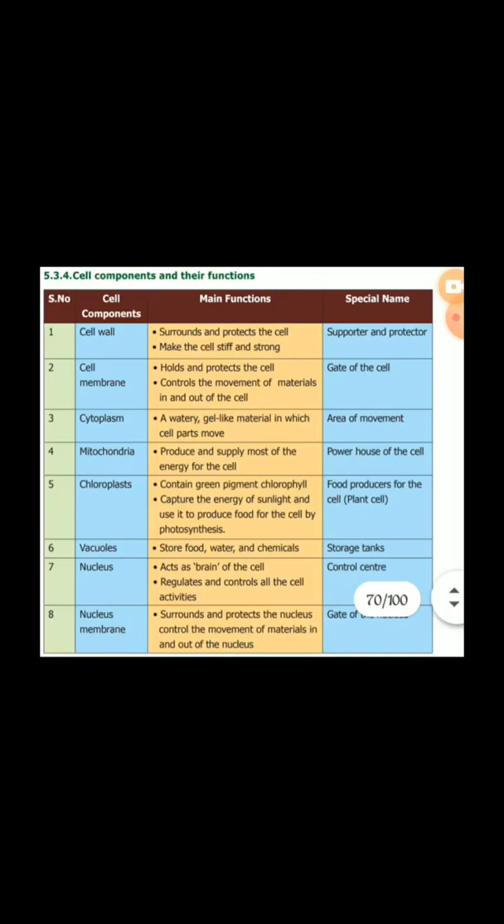Are you understood, children? I hope you understood very well. Once again, I recap this chapter. The cells are the basic units of all living organisms. There are two major cell types: prokaryotic and eukaryotic cells. Both plant and animal cells have unique organelles which are capable of carrying out specialized functions. Plant cells have two unique components, the cell wall and chloroplast, compared to animal cells.